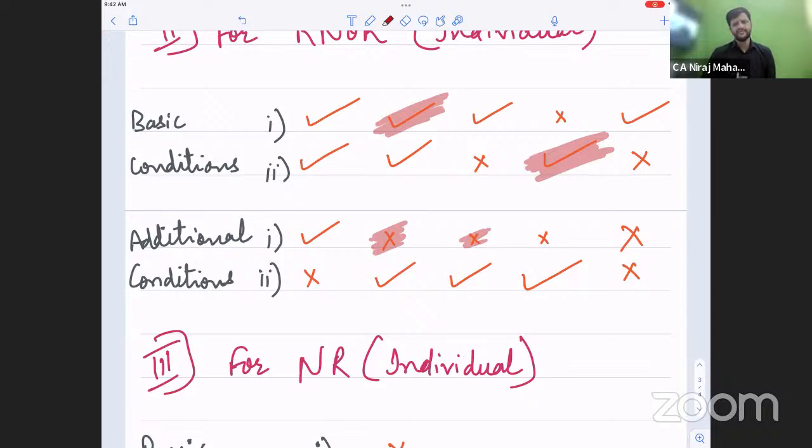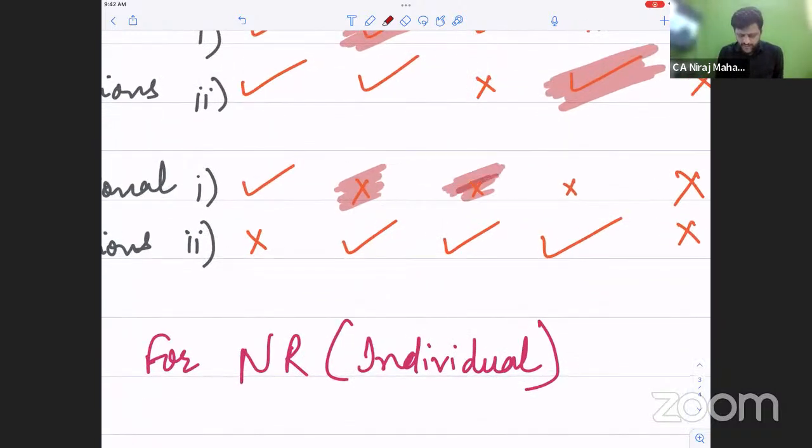Are you getting my point? Yes, sir. Even if you get one tick mark in basic, you are happy, you say resident. And even if you get one cross mark in additional, you say R and OR. Yes or no? Yes, sir. All right, very good. These are the things you have to understand.